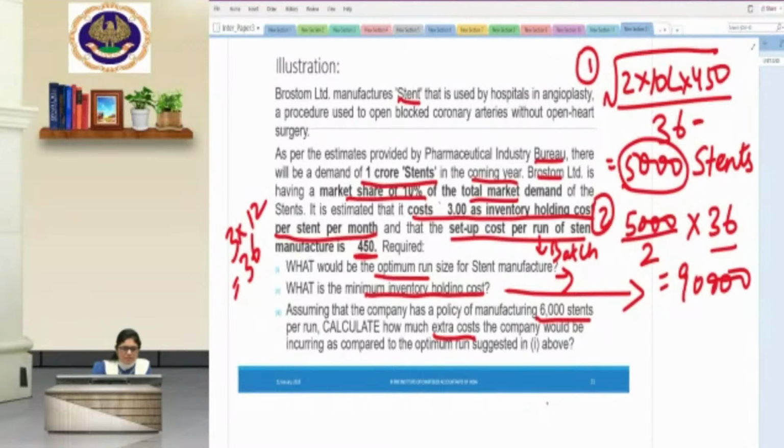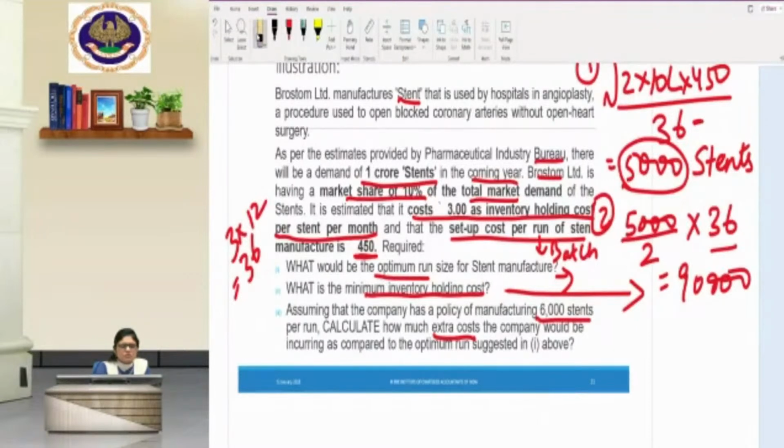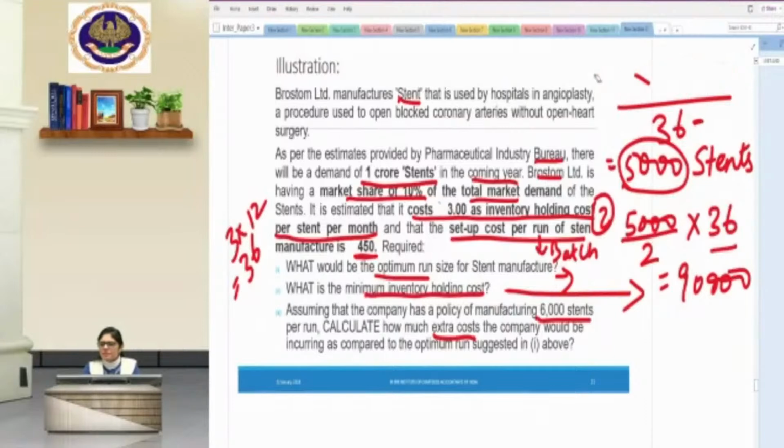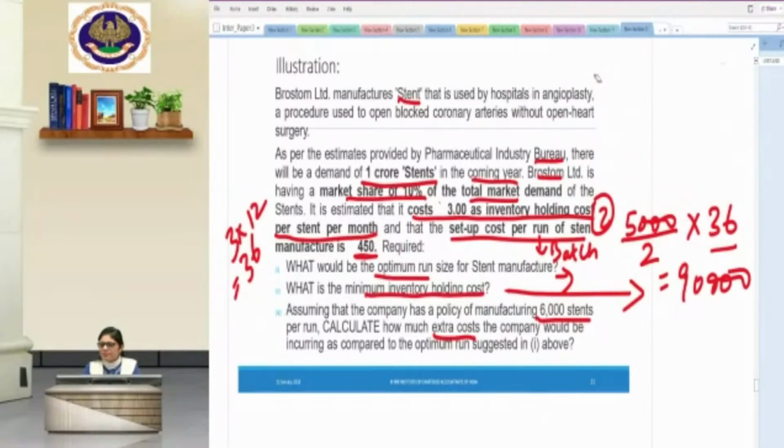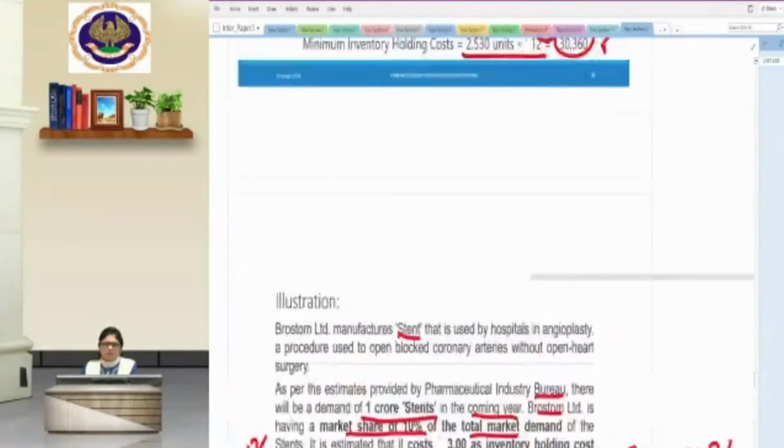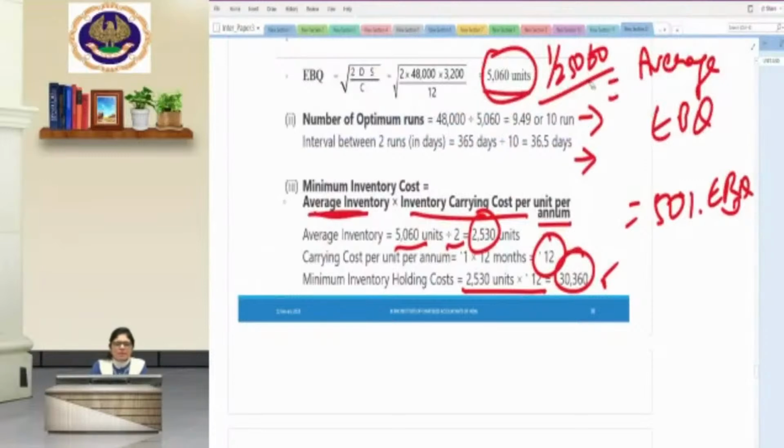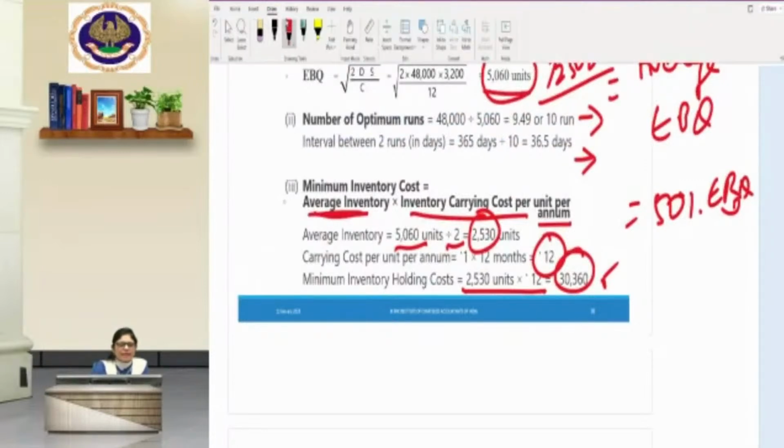I'm just erasing it off so that I can explain the next part. I hope you have understood how we have calculated 90,000. Ismail, minimum inventory is half of EBQ. EBQ was 5,000, so half of EBQ was 5,000 divided by 2. See, this is the way we calculate. I think you missed it here. Minimum inventory cost, we calculate like this.